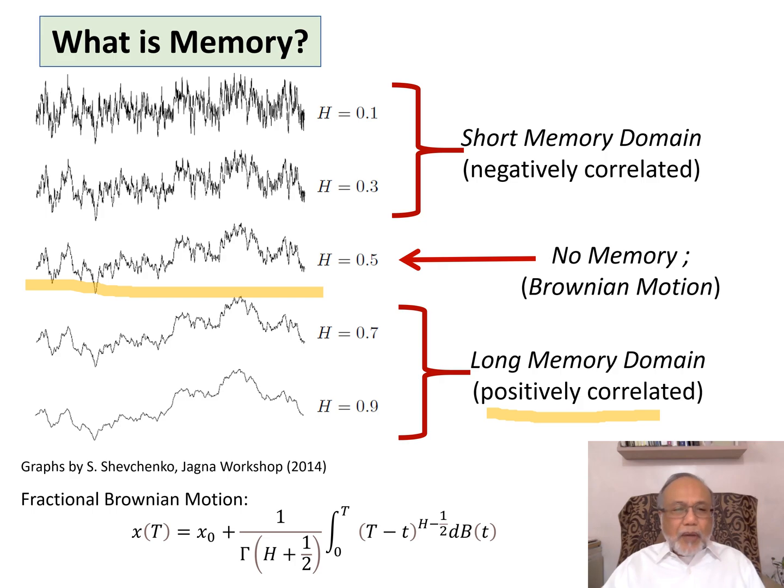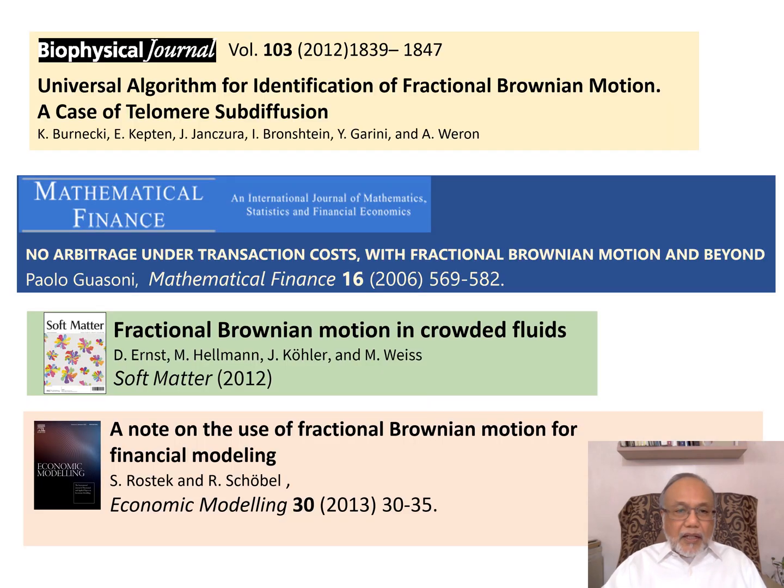And fractional Brownian motion is actually very popular and a favorite. So there have been many publications on fractional Brownian motion in the past. So for example, this paper appeared in a biophysical journal, and it's applied to biology. It talks about fractional Brownian motion in dealing with telomere. And you can also use fractional Brownian motion to discuss mathematical finance.